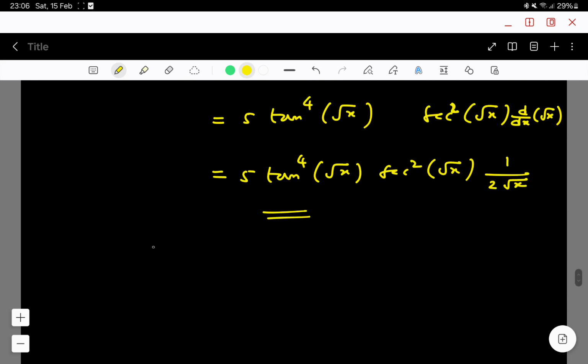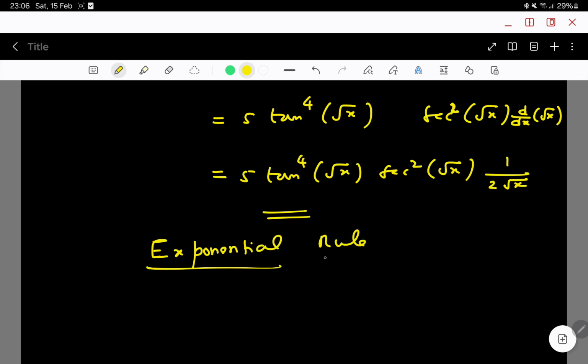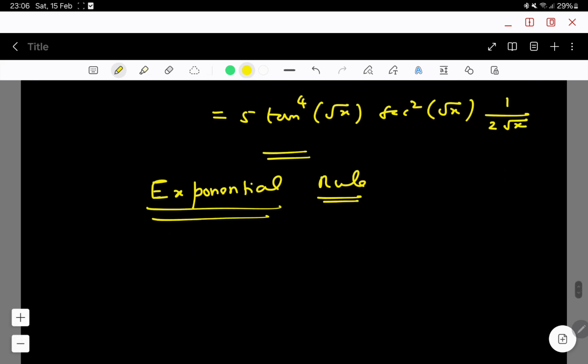So next rule is the exponential rule. First, I am writing the first one, y is equal to a power f of x. So in the power rule, base is f of x, power is n, a rational number. But in the exponential rule, base is a constant, power is a variable, that is f of x.